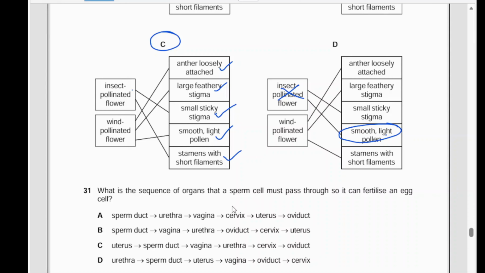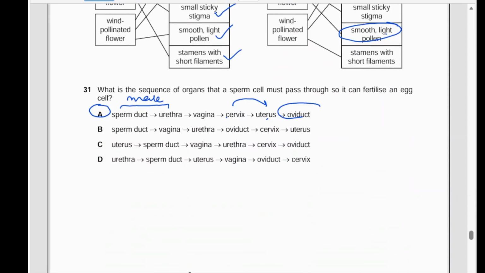Okay. So yes, it's A. So this first two is for the male. The sperm from the sperm duct enters the urethra, and then through the vagina they enter the cervix and then the uterus, where they fertilize, or the oviduct where they fertilize the egg.